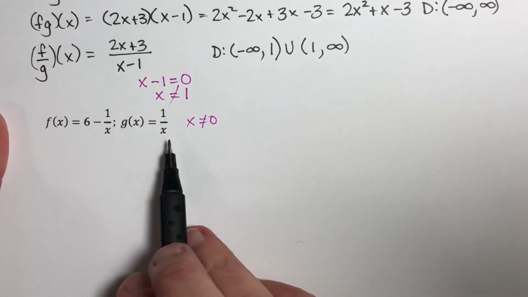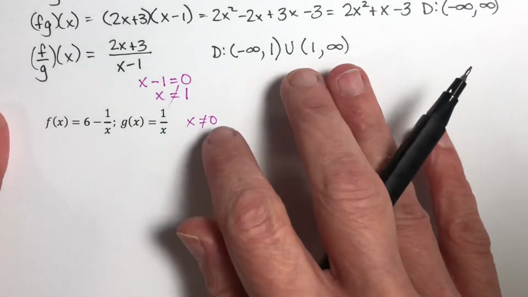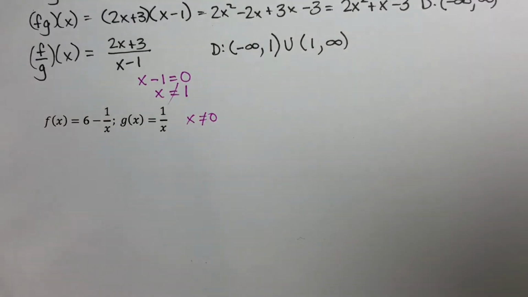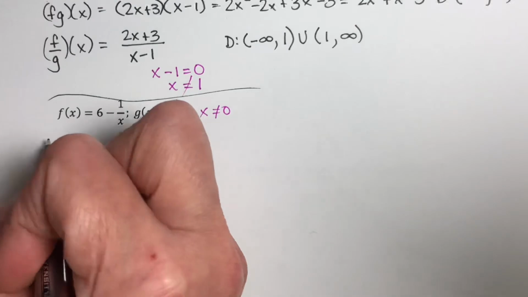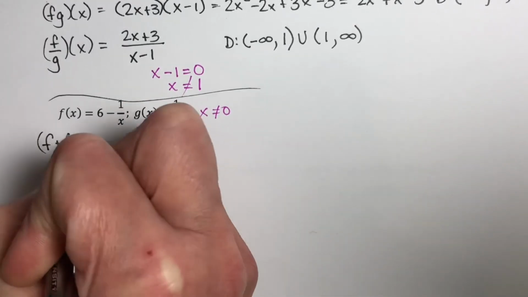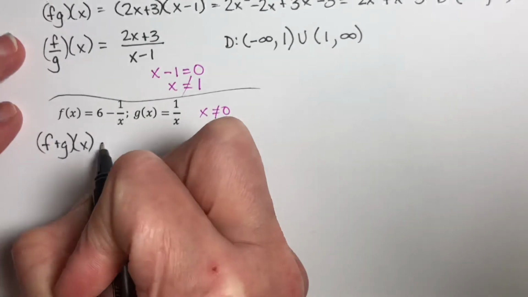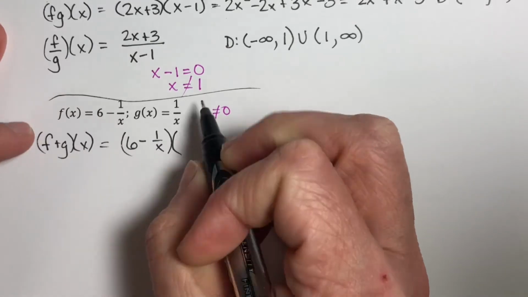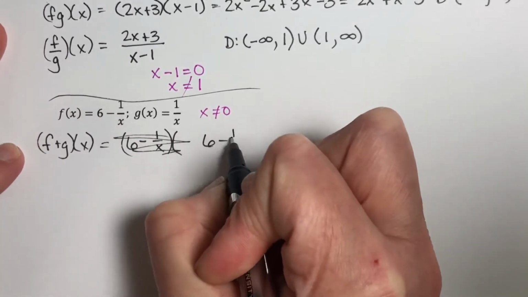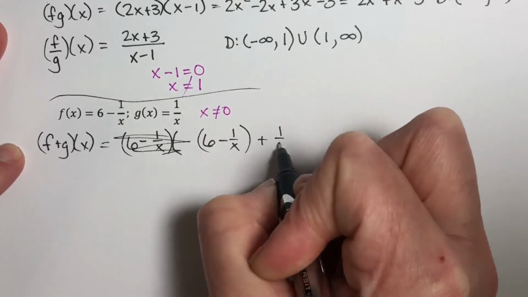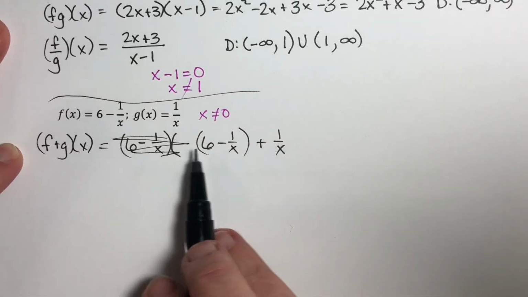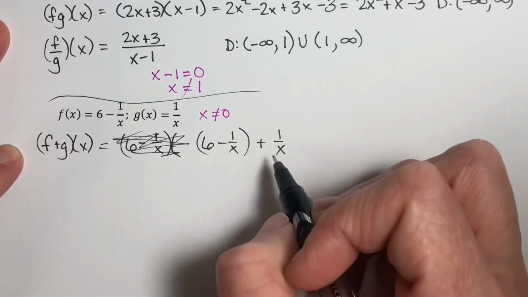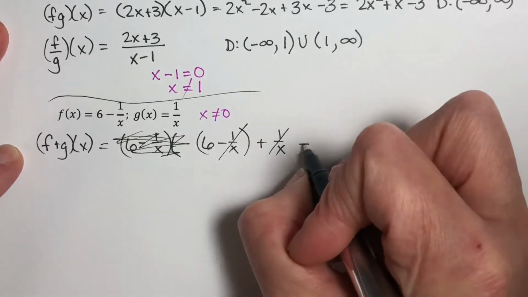Since these are the two pieces I'm going to be using for the rest of this problem, x can never equal 0, even if the apparent problem disappears. And you'll see what I mean by that in a second. Okay? So let's find f plus g of x. So that means I take f of x, which is 6 minus 1 over x, plus 1 over x. Again, the parentheses don't matter here. It's just because it's addition, it doesn't really matter. And what happens is that I have 6 minus 1 over x plus 1 over x. So these two cancel out, and I simply get 6.